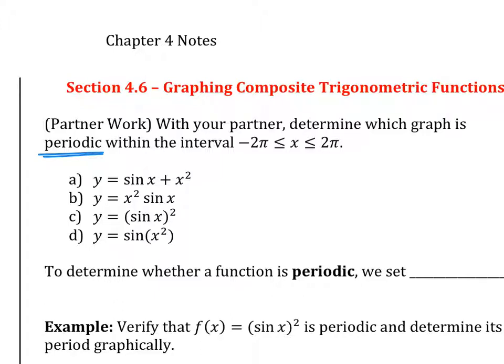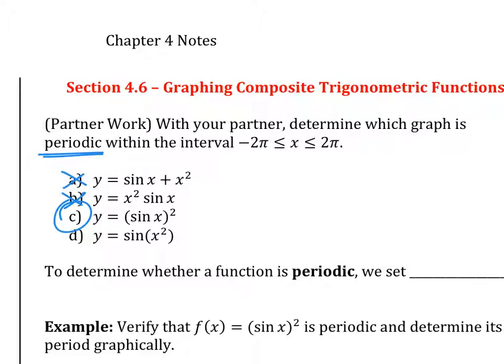All right, let us check. How many people think A is periodic? Okay, nope. B is periodic? No. C is periodic. Okay. And then D is periodic. Peter thinks D is periodic. C is periodic. All right.